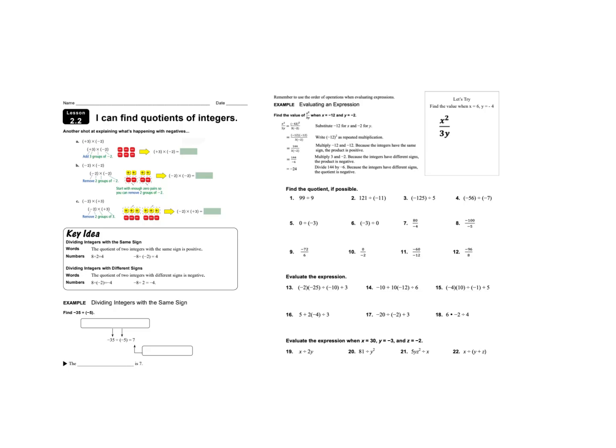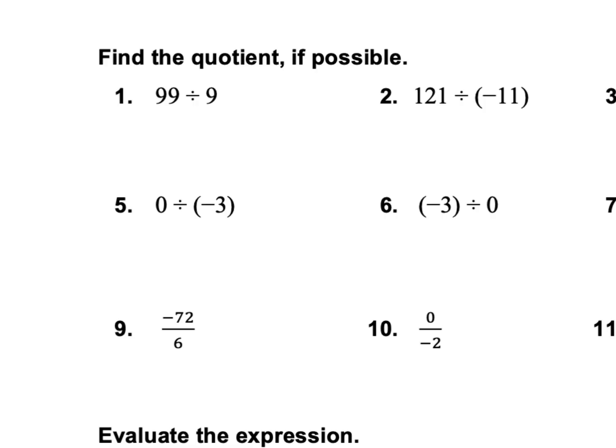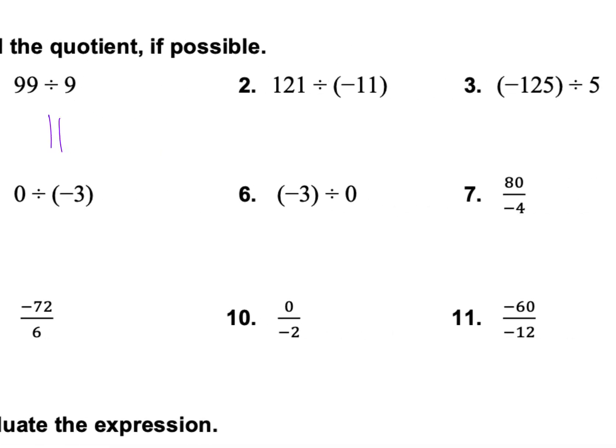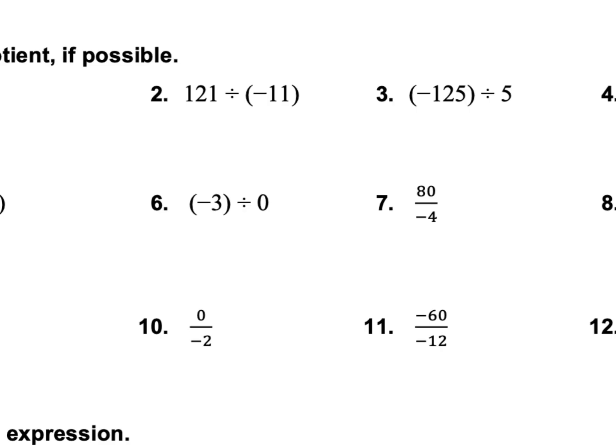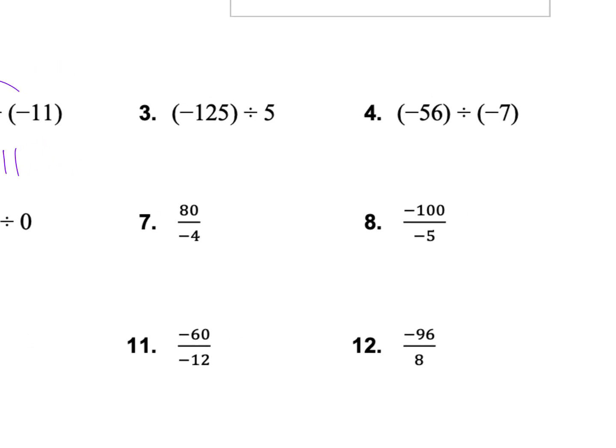All right, pre-algebra, let's divide some integers. Number 1, 99 divided by 9 is 11. Number 2, 121 divided by negative 11 is negative 11. We have opposite signs, or different signs, so it is negative. Same thing here, different signs, this is going to be negative.